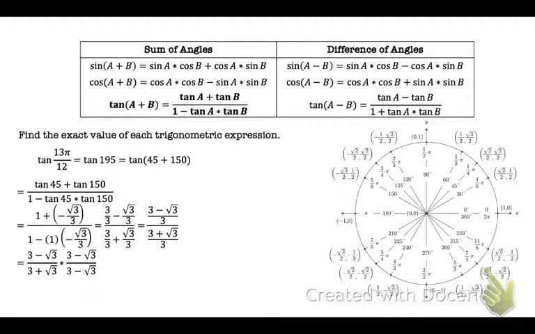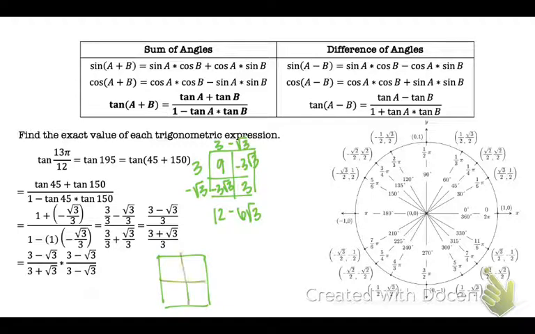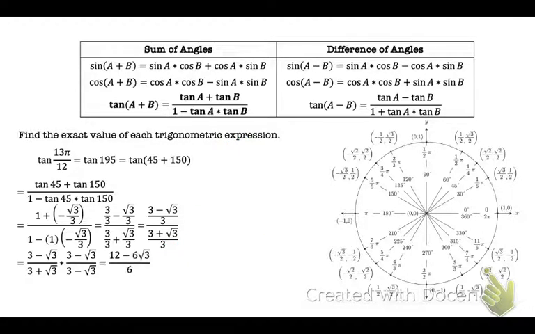Now on top, it helps to just kind of use a box right here. I mean, you could do it by distributing, but this is going to be 9, negative 3 square roots of 3, negative 3 square roots of 3, and 3. So that's 12 minus 6 square roots of 3. So that's what the top is. And on the bottom, I have 3 plus the square root of 3, 3 minus the square root of 3. So this is 9, 3 square roots of 3, negative 3 square roots of 3, and negative 3. So these cancel, and I'm just left with 6 on the bottom. Okay, so that is 12 minus 6 square roots of 3 over 6, which is 2 minus square root of 3.